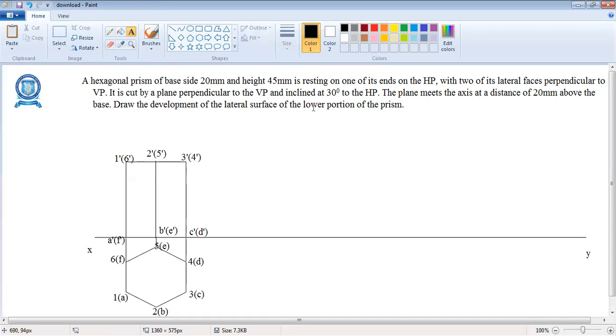Then we have to draw the cutting plane. The cutting plane is inclined 30 degrees to HP and meets the axis at a distance of 20 mm above the base. So we have to mark 20 mm from the base of the hexagon, base meaning these points A, B, C, D. From this we mark 20 mm. Approximately it will come here.